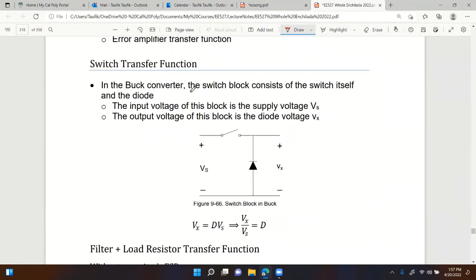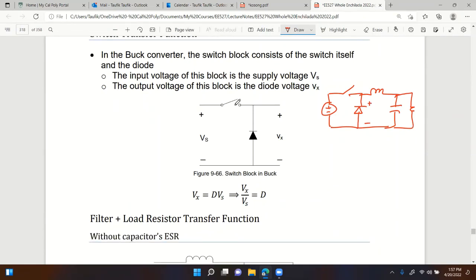In the buck converter, the switch block consists of the switch itself and the diode, just like this. That's the input stage of a buck converter. This is how a buck converter looks. Assuming that the input voltage is constant, Vs, then you can see that Vx right here is equal to duty cycle times Vs. So the voltage at this node, average value wise, is equal to Vs times duty cycle.